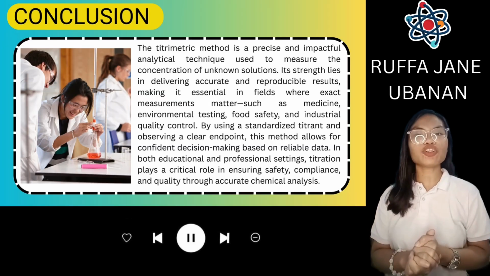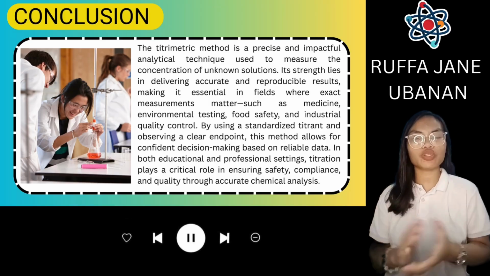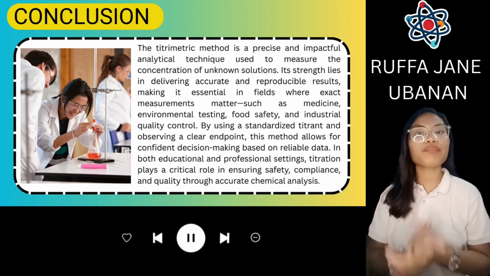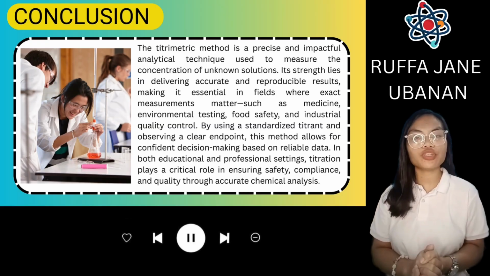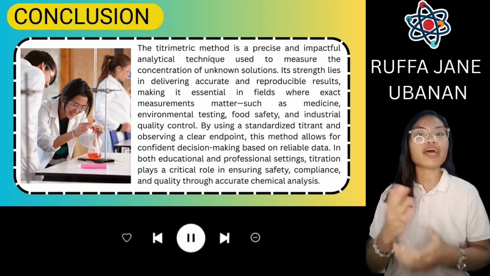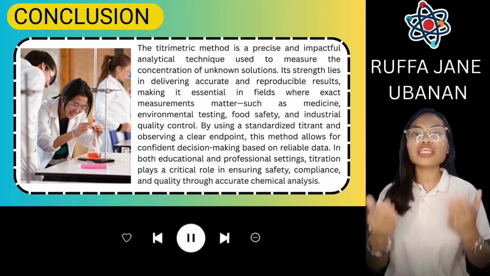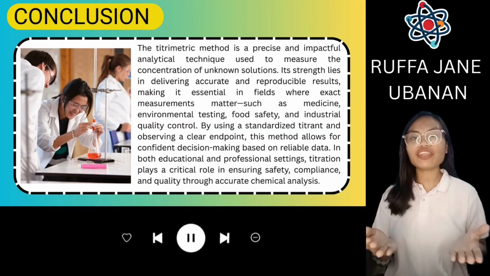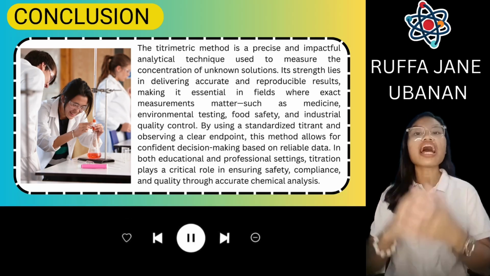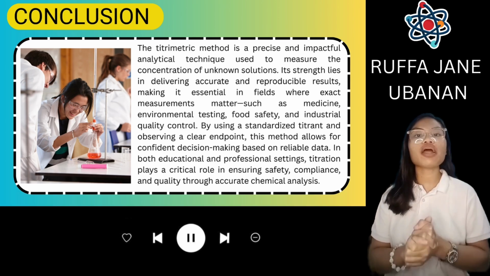In conclusion, the titrimetric method remains one of the most reliable and widely used techniques in analytical chemistry. This method offers a high degree of accuracy, precision, and consistency, making it invaluable for determining the concentration of unknown solutions. Its effectiveness is especially evident in areas such as medicine, environmental monitoring, food safety, and industrial quality control, where precise measurements can impact health, safety, and regulatory compliance. Through the careful use of standardized titrants and indicators, the titrimetric method provides dependable results that support critical decision making.